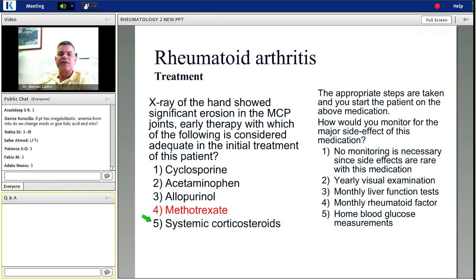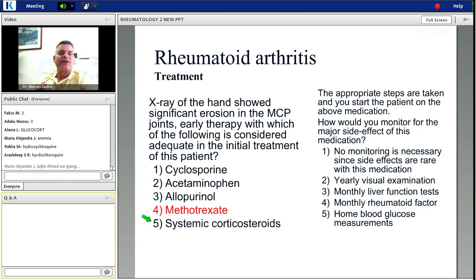Yearly visual exam. What medication that we use in rheumatology do we have to have yearly visual exam? And remember, guys, that I'm actually giving you a lot of stuff here. Yes, Rika. Hydroxychloroquine, absolutely, hydroxychloroquine. We have to do yearly visual exam.